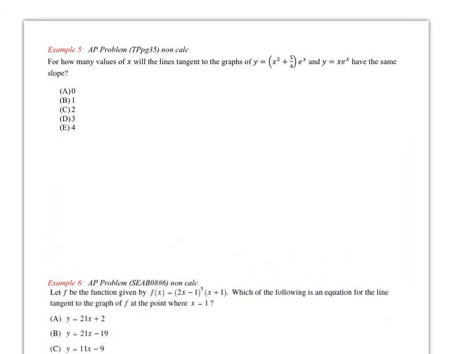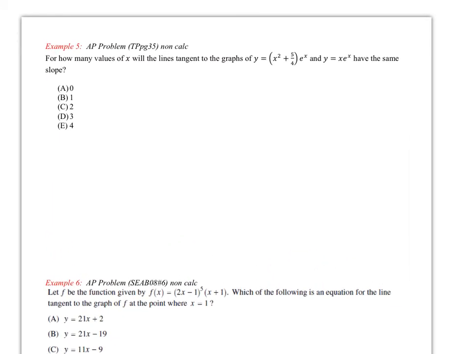Okay, here we go. For how many values of x will the lines tangent to the graph of that and that have the same slope? So we want to know where their derivatives would be equal. So we got some product rule work to do here. I don't know that we have any chain rule. Nope, not necessarily. So for how many values of x? Let's first of all find their derivatives.